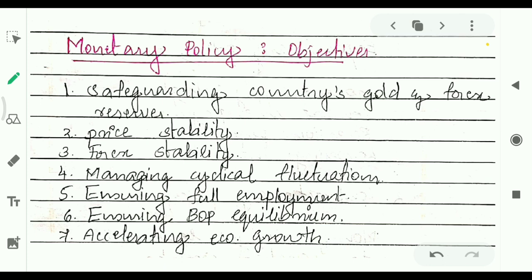So the monetary policy of a country is basically aimed at safeguarding the country's reserves. The second objective of formulating a monetary policy is maintaining price stability in the economy, and as it is related to the gold and forex reserves, it aims at bringing forex stability in the economy, and it is also aimed at managing cyclical fluctuations.